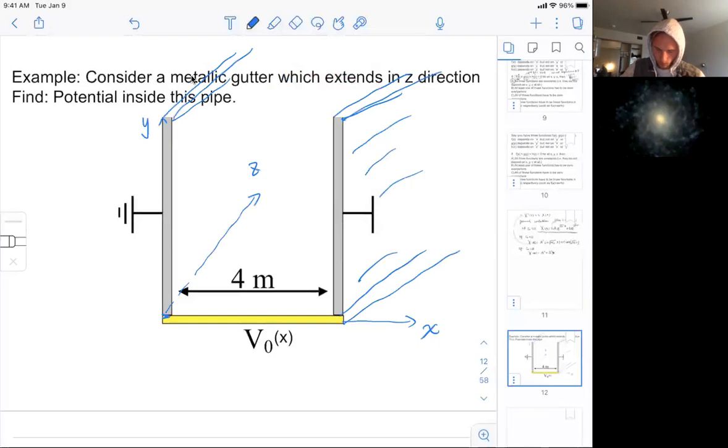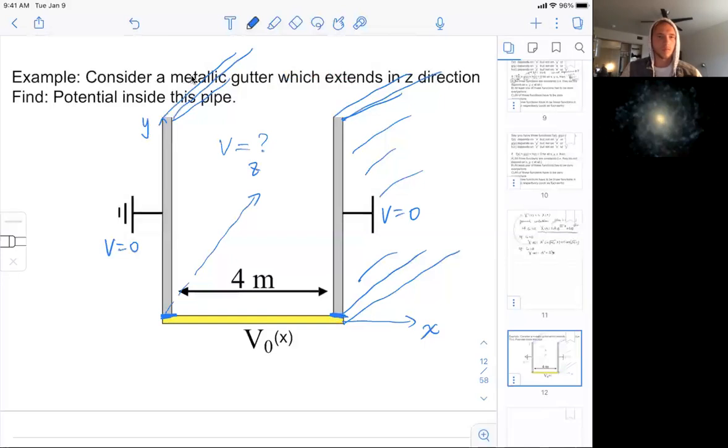This must be insulated somehow, right? Because they're not kept at the same potential. So there must be some insulation in here. V equals 0 here, V equals 0 here. Okay, and find the potential inside this pipe. So the region in here is what we're trying to solve.